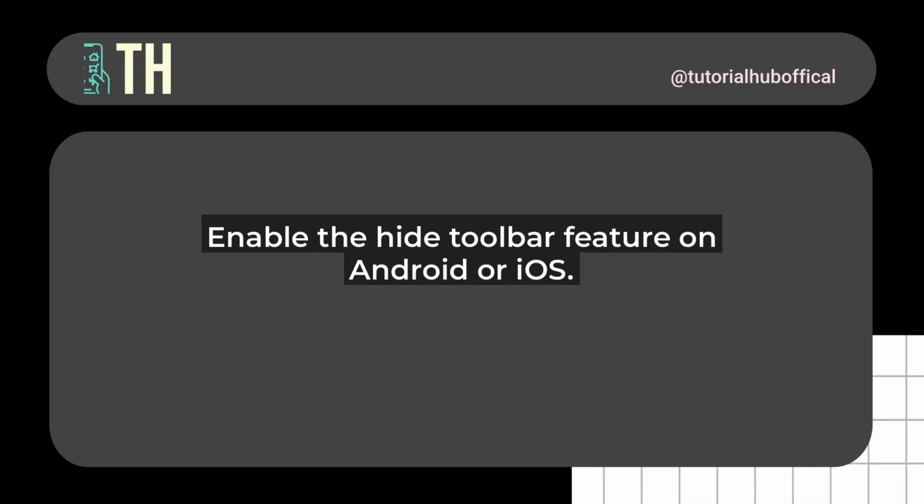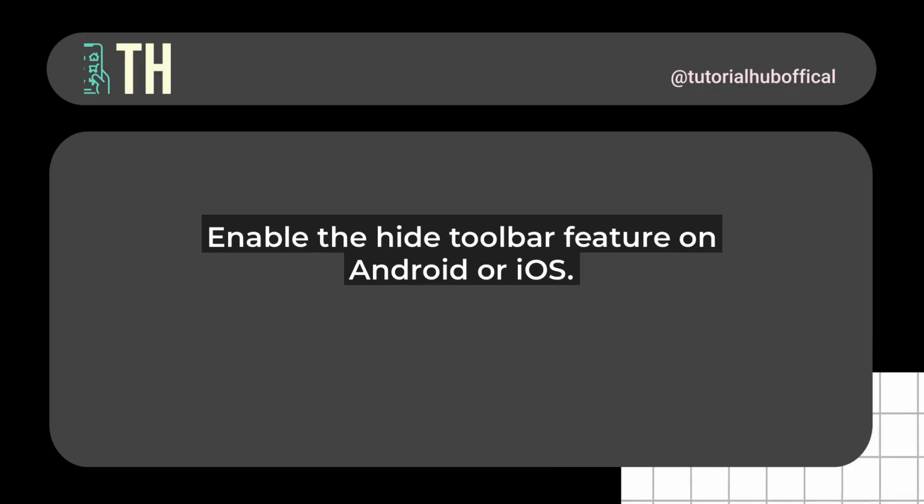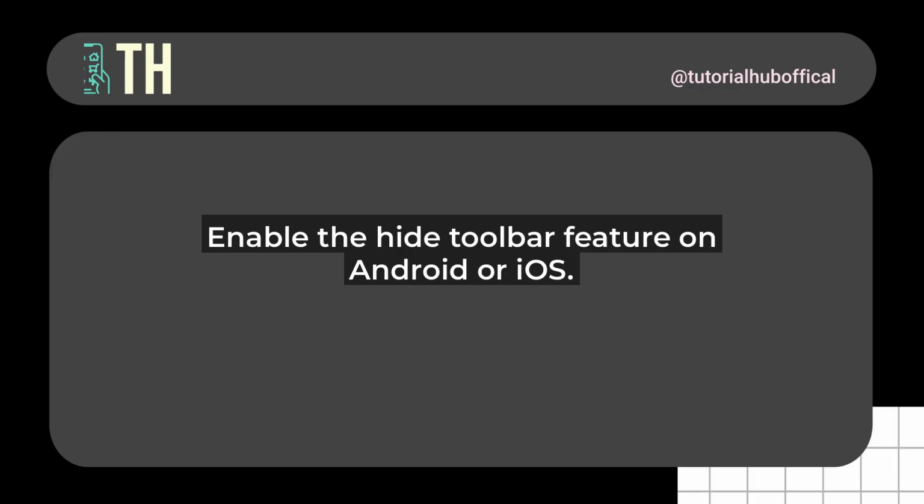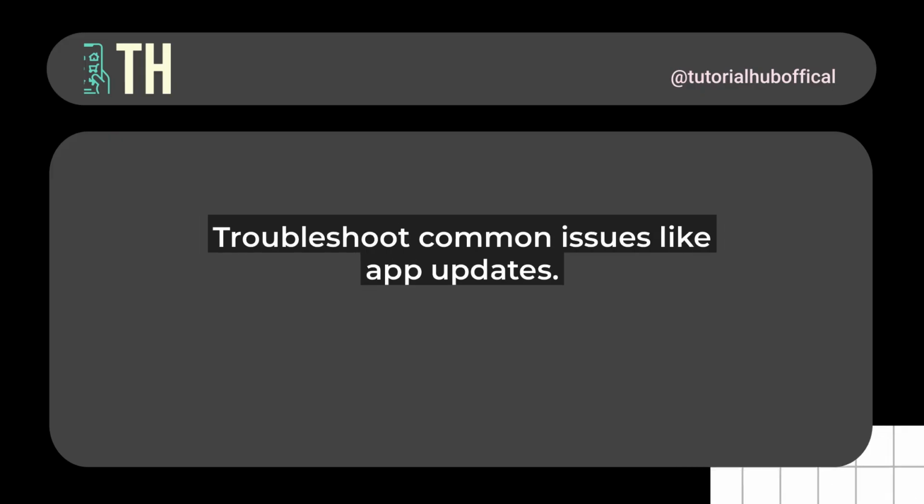Step 4. In the settings, find the option labeled Full Screen or Hide Toolbar. On Android, it might be under Accessibility or a dedicated flag in Chrome://flags. Enable it by toggling the switch.